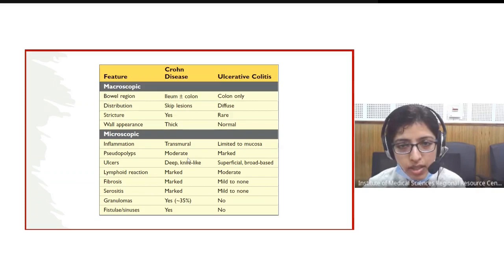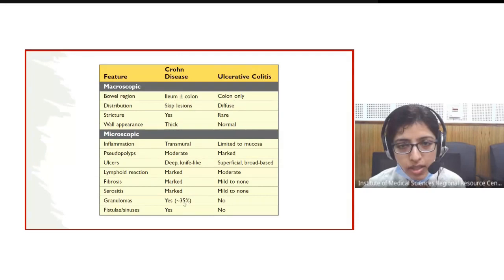Pseudopolyps are a feature mainly of ulcerative colitis. We see a marked involvement by pseudopolyps, while they may be seen in Crohn's disease. Ulcers are deep, knife-like, serpentine ulcers in Crohn's. Here we have more superficial and broad-based ulcers because of the superficial inflammation. Lymphoid reactions are marked in Crohn's disease, while they are moderate in ulcerative colitis. Fibrosis is quite marked in Crohn's disease, resulting in stricture formation. It is again mild or may not be seen in ulcerative colitis.